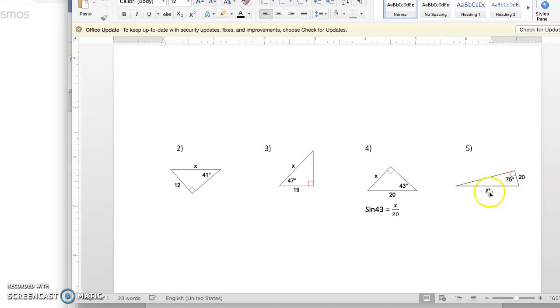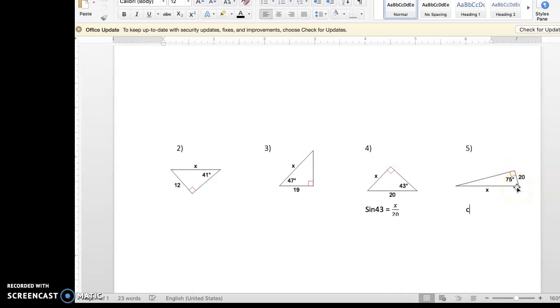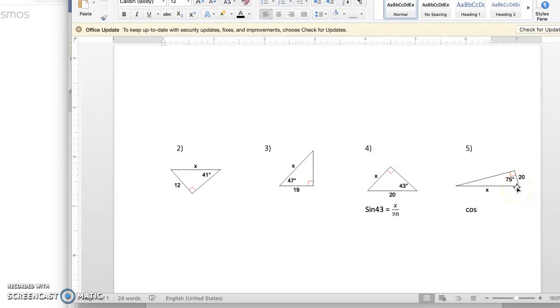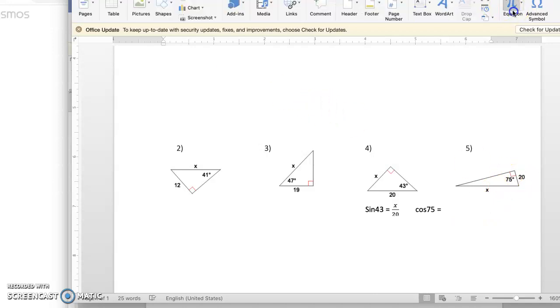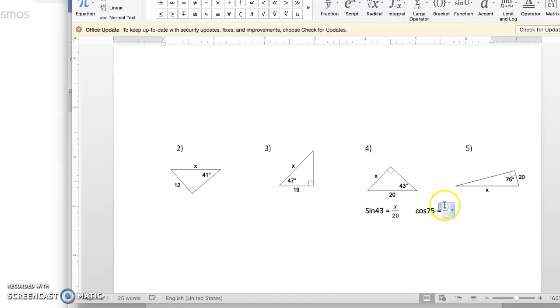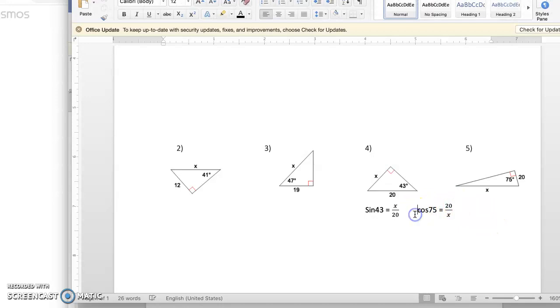And in 5, I see that x, once again, is across from the right angle, so that is the hypotenuse. And I notice that for 75 degrees, that's this angle right here. 20 is adjacent to 75 degrees, so I want to use cosine. So I would have the cosine of 75 is going to be equal to 20, which is adjacent, over x, which is the hypotenuse. So 20 over x, and you would just cross multiply and solve for each of those examples.